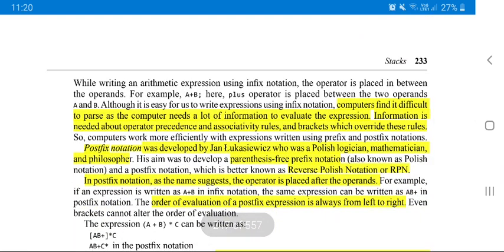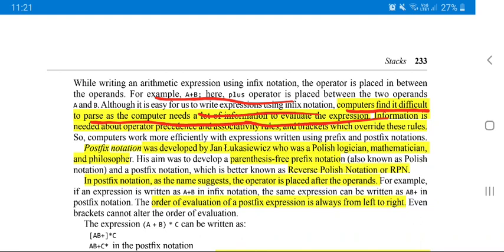Before learning about prefix and postfix notation, let us first see what infix notation is. We are familiar with algebraic expressions. So when you write a plus b, like the equations in computer programming, when they need to handle algebraic equations like that, what happens? It is very easy for us to write expressions using infix notation, but computers find it difficult to parse them and need a lot of information to evaluate the expression, because there are so many rules. What are they? Operator precedence, associativity rules and brackets. So the computer takes so much time to evaluate infix expressions.